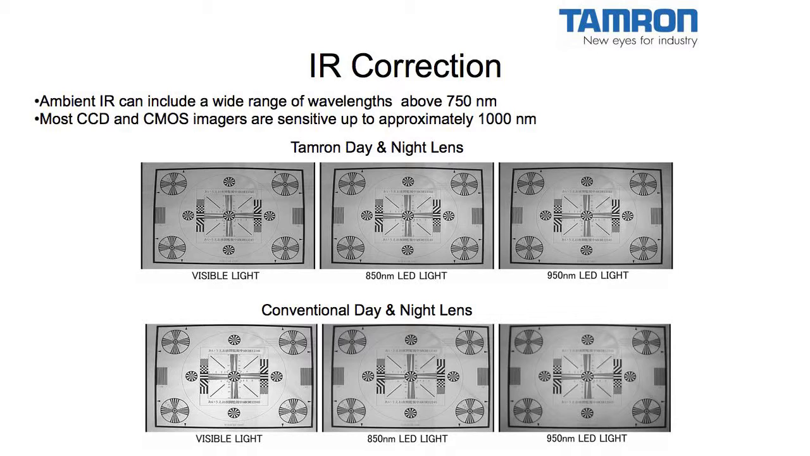Tamron day and night lenses utilize special optical elements and advanced optical design technology to correct focus shift across a wider range of wavelengths than conventional day and night lenses. The difference may not be noticeable in visible and 850 nanometer light, but the images on the right, taken in 950 nanometer light, show a significant difference in sharpness. If you require a day and night lens for your security application, check to make sure your lens corrects for focus shift across the entire range of wavelengths your application will utilize.